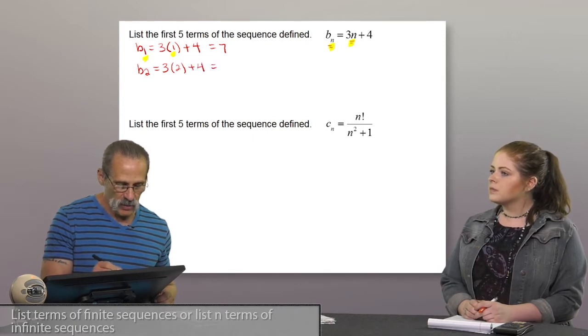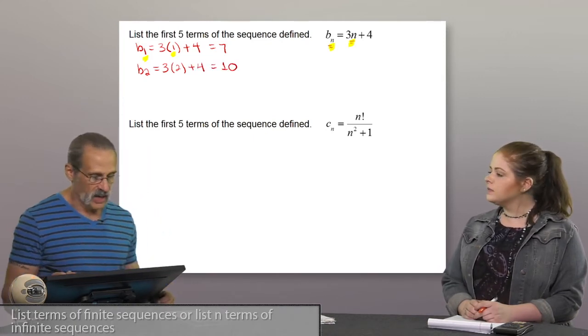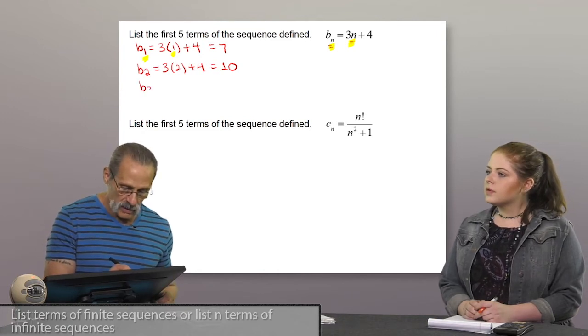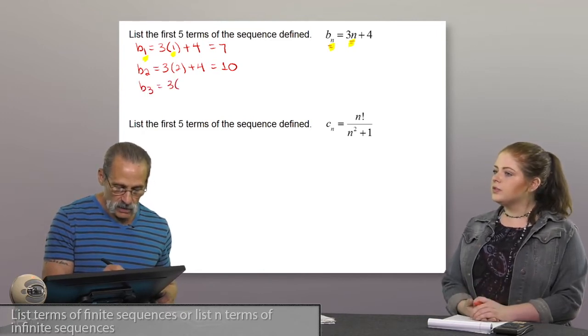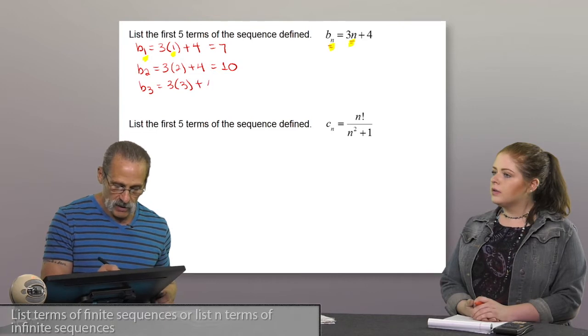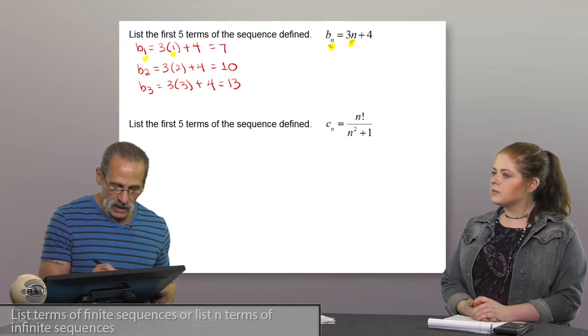Very good. And so that's 6 plus 4, which is? 10. How about b sub 3? What would that be? That would be 3 times 3 plus 4. Very good. And that would be what? 13. And you can kind of eyeball the rest of them.